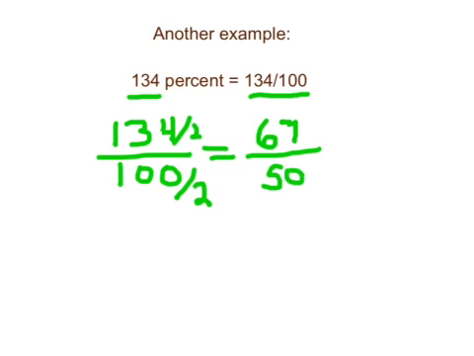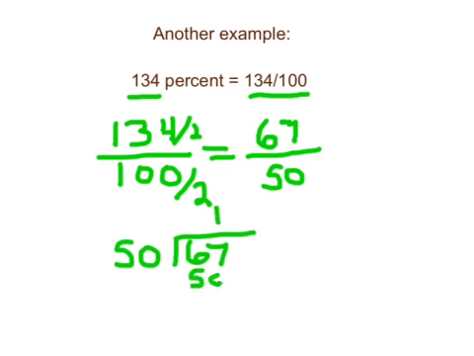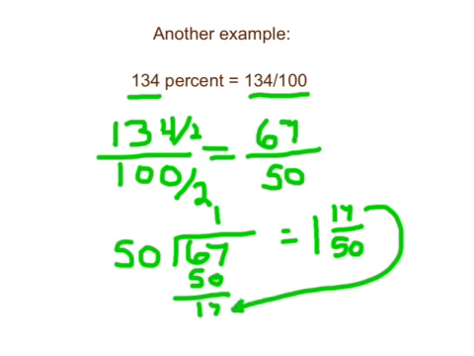Now, in this case, the numerator is bigger than the denominator. Sometimes that's called an improper fraction, and we could divide it out. We could say 50 goes into 67 once. We could do the division. We could say once, subtract, you have 17. So you could say it's 1 and 17/50. The 17 came from here. The 1 came from there.